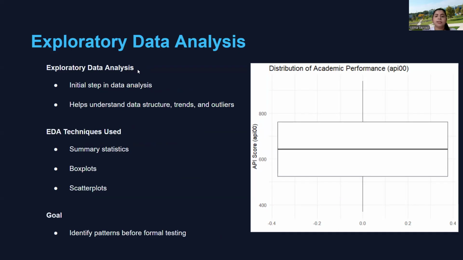Exploratory data analysis, EDA. EDA is the first step in data analysis. The purpose of EDA is to understand how the data looks before doing any formal testing. This box plot created in R shows the distribution of academic performance scores. It helps you see the overall spread, typical values, and how much scores vary across schools.